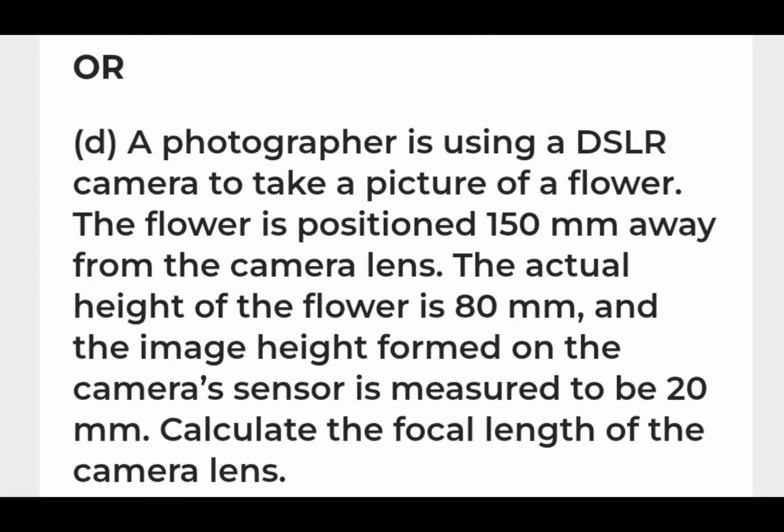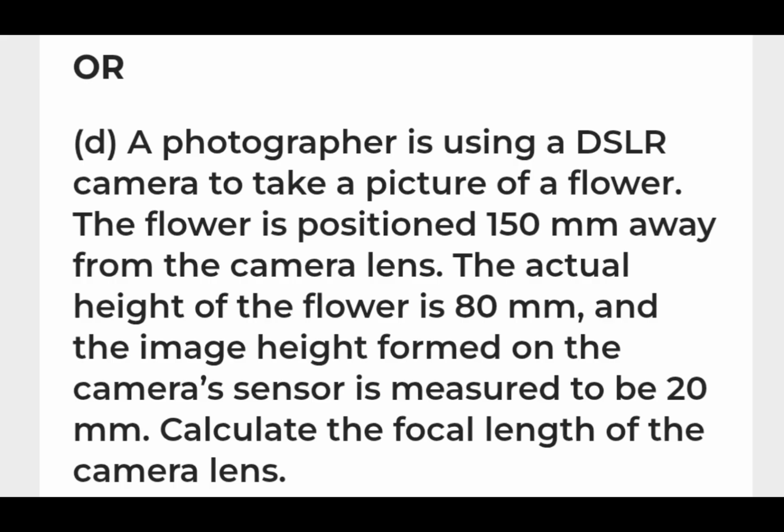Okay. Next, our question they given, that is D. A photographer is using a DSLR camera to take a picture of a flower. The flower is positioned 150 millimeter away from the camera lens. The actual height of the flower is 80 millimeter and the image height formed on the camera sensor is measured to be 20 millimeter. Calculate the focal length of the camera lens. So here they given three values. One is object distance. Flower is positioned, means flower is an object here, that is 150 millimeter.